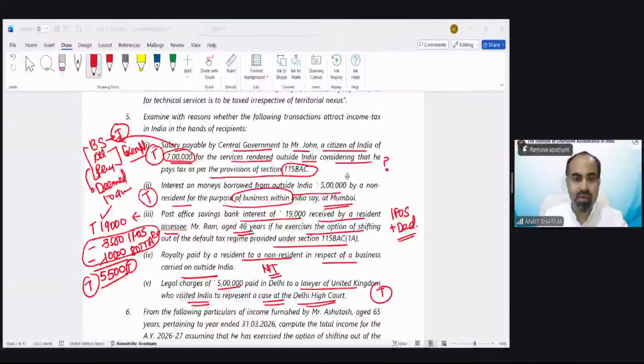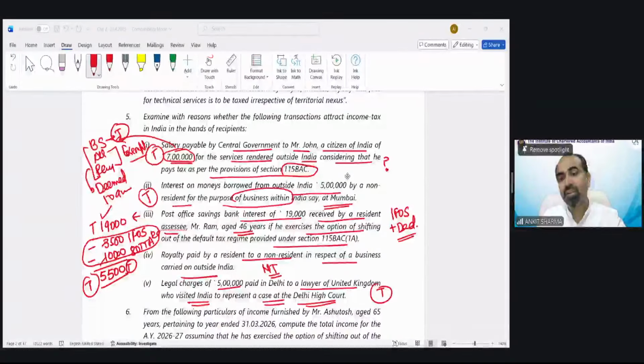In point third, I have told you if you are receiving interest from an Indian bank or post office, that is deemed to arise in India and taxable. These 3,500 and 10,000 reductions, forget about them. These are not part of chapter 2. These points would be discussed later. If you are able to understand that yes, 19,000 is income deemed to arise in India, our work is done.